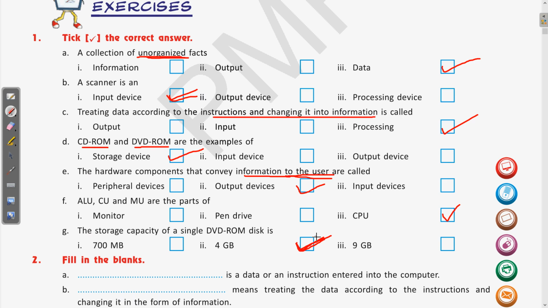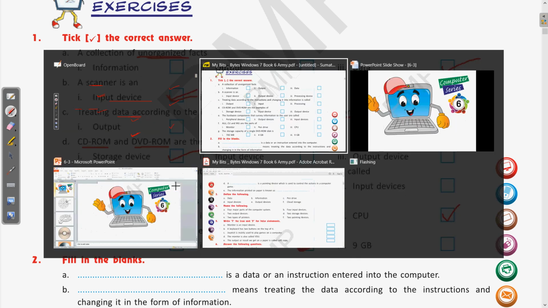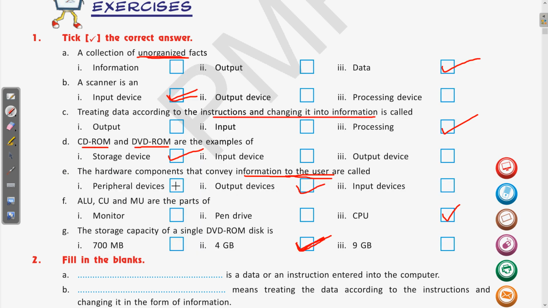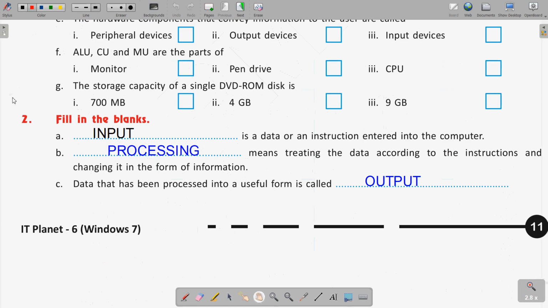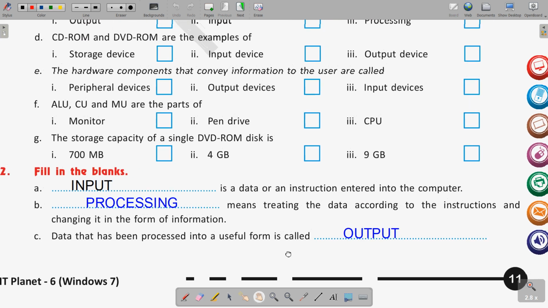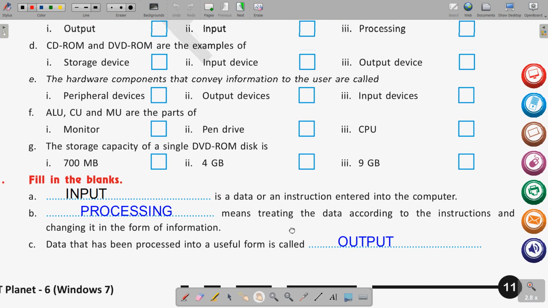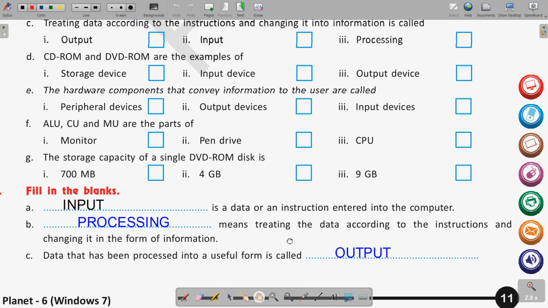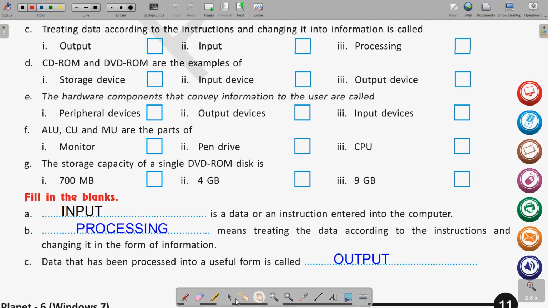Clear? Now coming to the filling the blanks question. So let me take you to a page where I have written the answers of this filling the blanks question. Okay, so for the filling the blanks question, don't copy the answer from here. First let us see what the question is and then we will find out the answer.